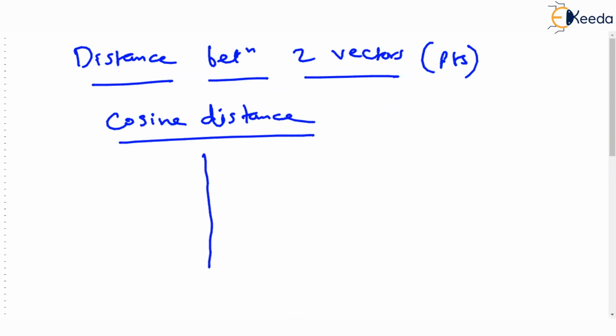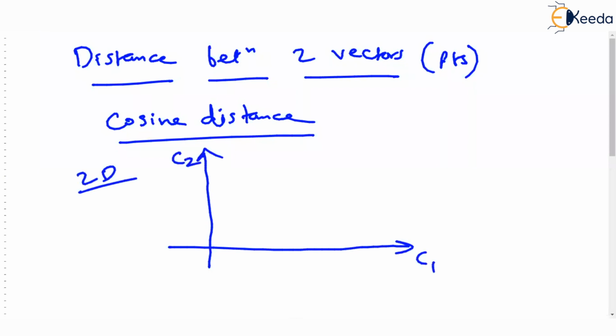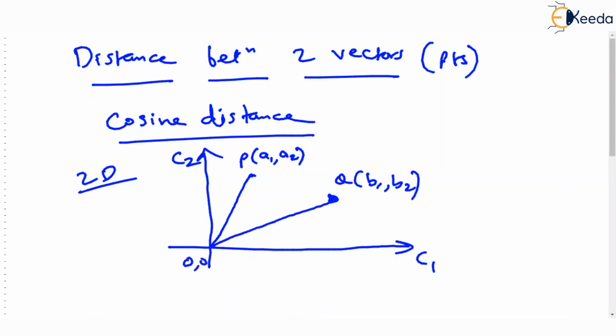What does it say? Let's work with 2D again. That's the only thing we can see. Suppose C1 and C2 are the two axes, and there is a point P, there is a point Q. Okay, let's say these are the 2 points. P is A1, A2, and Q is B1, B2, some points. Now we want to know the distance between these 2 points, correct? P and Q, right? Now think of this. This P is after all a vector and Q is after all a vector, and we have the origin over here. Now this P and Q are making an angle theta.